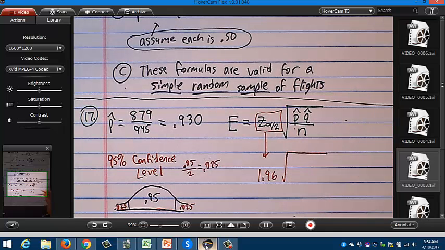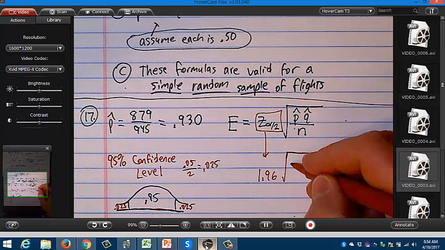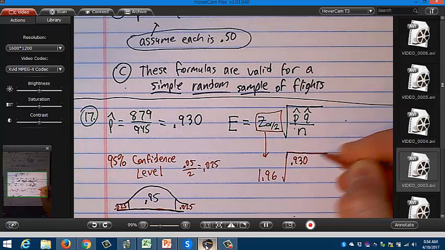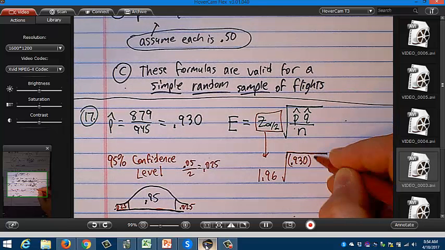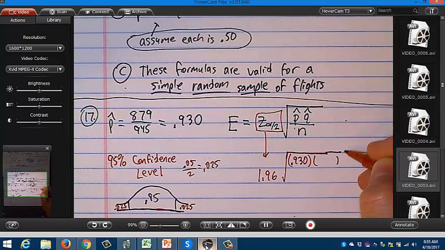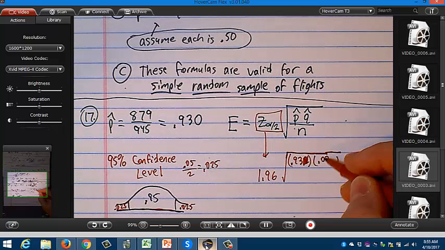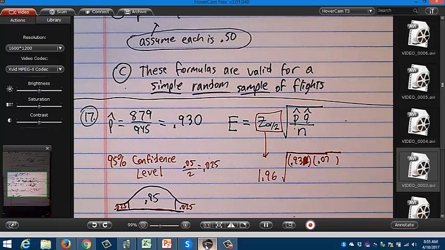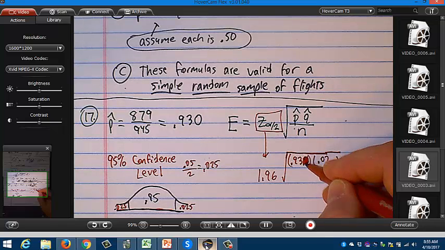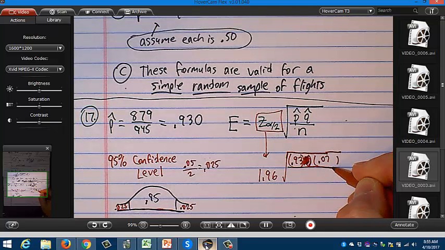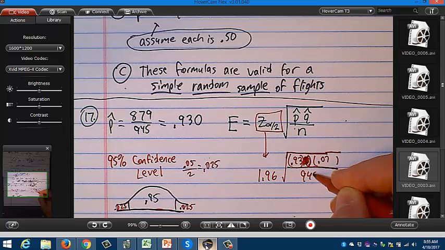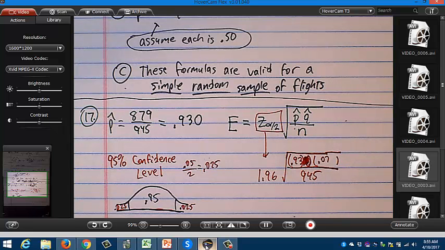Times what? Square root of... well, p hat we have. That's 0.930. q hat we have. Oh, no, we don't. Oh, but we kind of do. What is q hat? 0.07. Yeah, if this is 0.93, that's 0.07. That adds up to 100. Over the sample size, we have that too: 945. It's funny, remember how long it took me to explain this? But once you learn it, cranking out the problems doesn't take long.